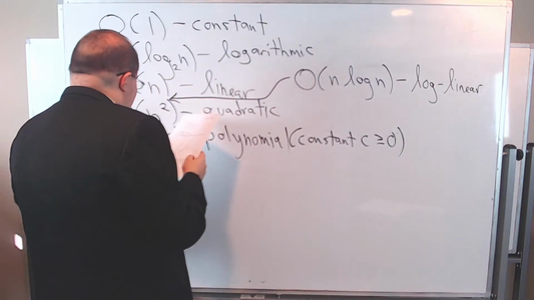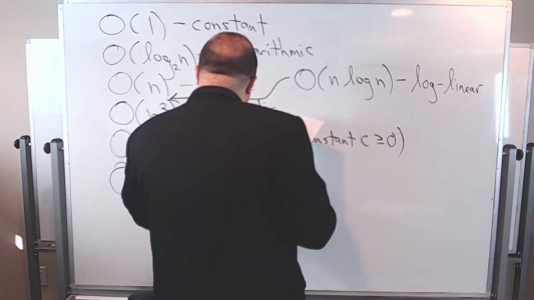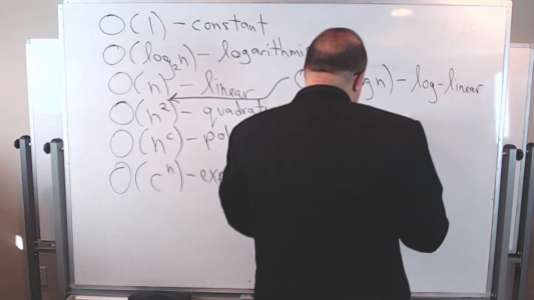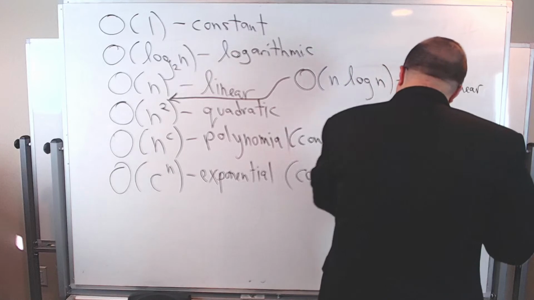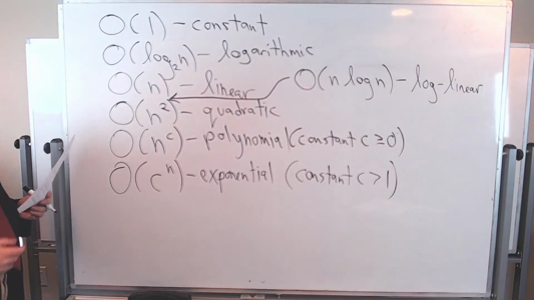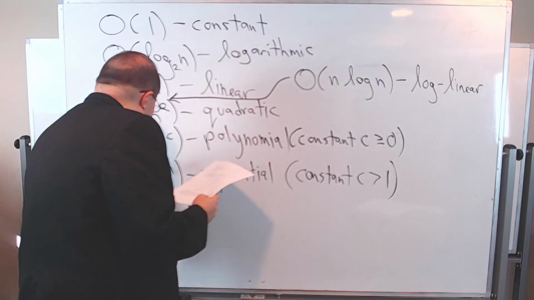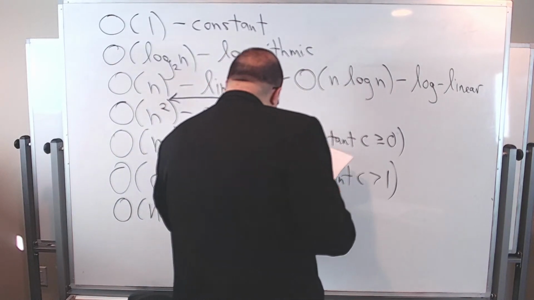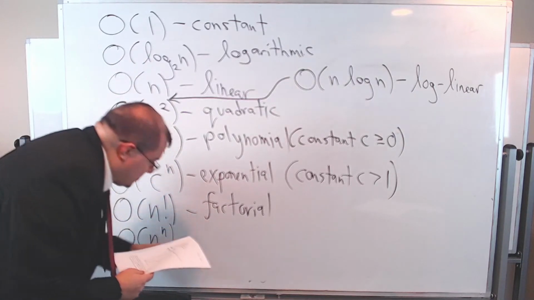Then you get the ones that are not as fun to play with, the so-called exponential functions. So this is the class of exponential functions, where c is bigger than 1, so things like 2 to the n. Then lastly, we get a couple more. This is factorial. We're not going to talk about factorial here. And then lastly, you get things like big O of n to the n.